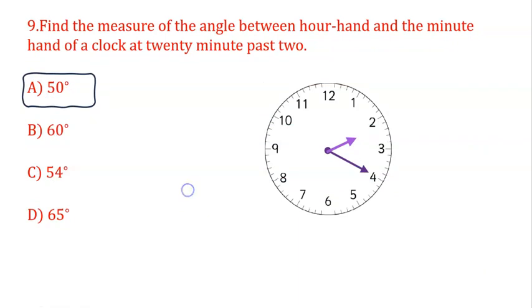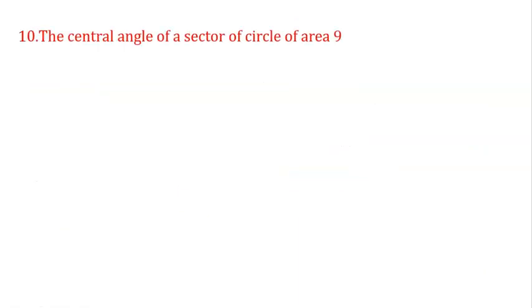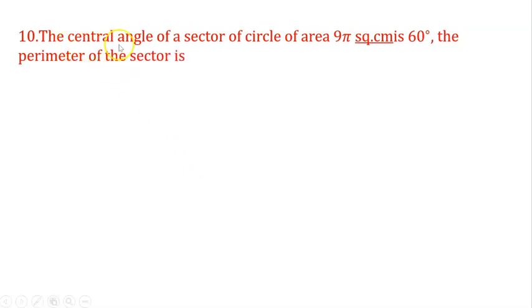Now the next question. The central angle of a sector of a circle of area 9 pi square centimeter is 60 degree. The perimeter of the sector is, A is pi, B is 3 plus pi, C is 6 plus pi, and D is 6. I will find out. We have given the area of the sector and the central angle 60. We want to find out the perimeter of the sector.